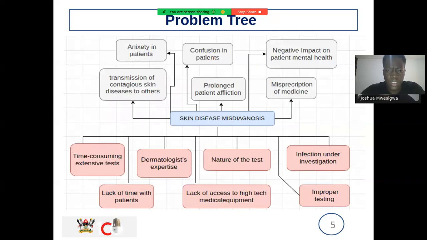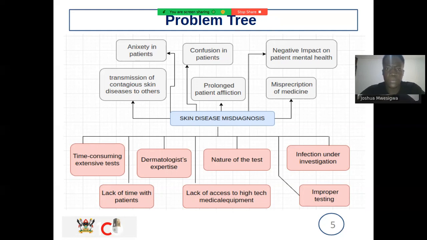The problem tree here describes in detail our problem statement. You start from having time-consuming extensive tests, and then you have the diagnosis being tied to the dermatologist's expertise. How competent is he? And if that person is not very competent, or if they're just starting out, that's how you end up with a misdiagnosis. And then a misdiagnosis will lead to prolonged patient suffering. It will lead to anxiety among patients. It will lead to confusion among patients, misprescription of medicine, which could even lead to death and other prolonged infections or diseases.